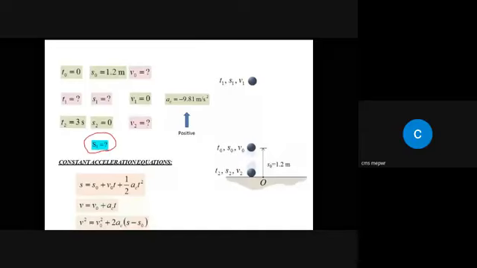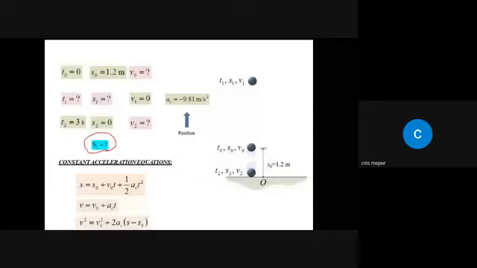So are you people getting how I am finding these boundary conditions? Yes, sir.